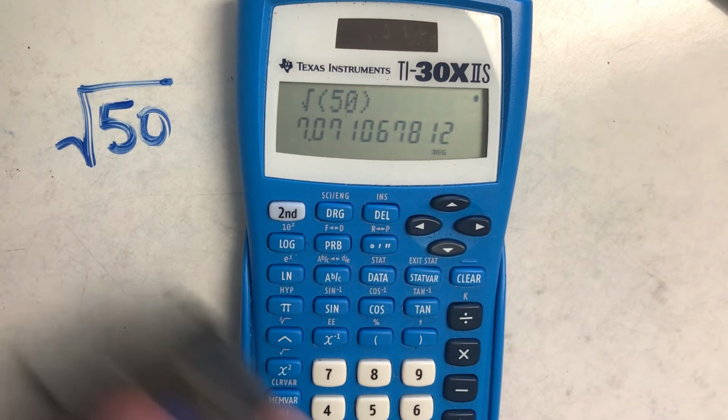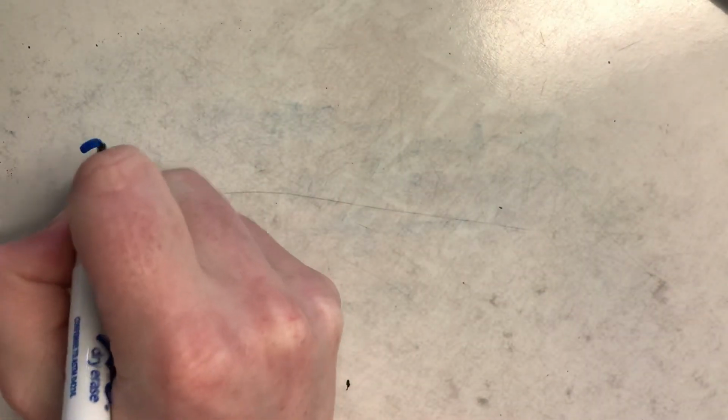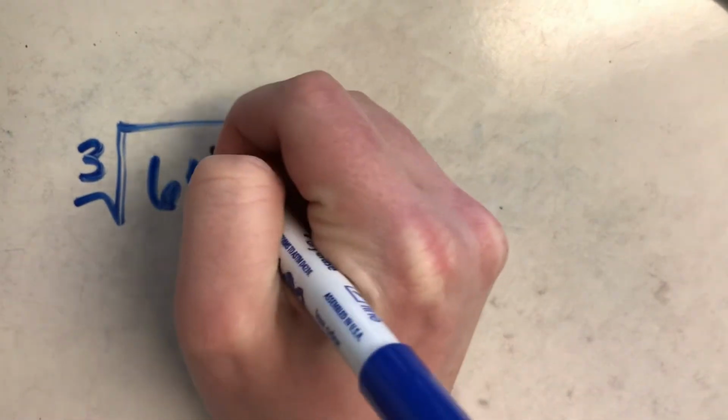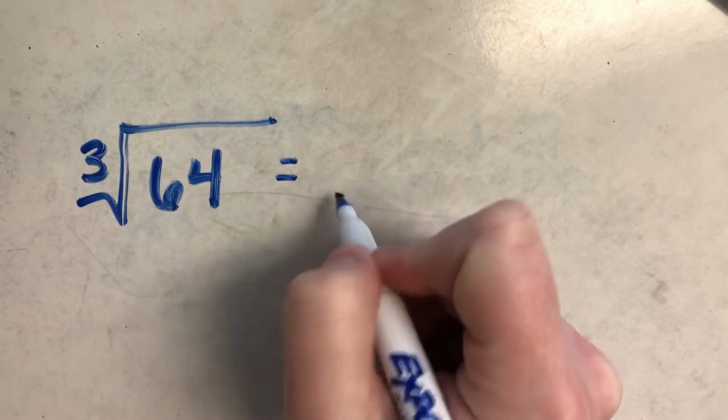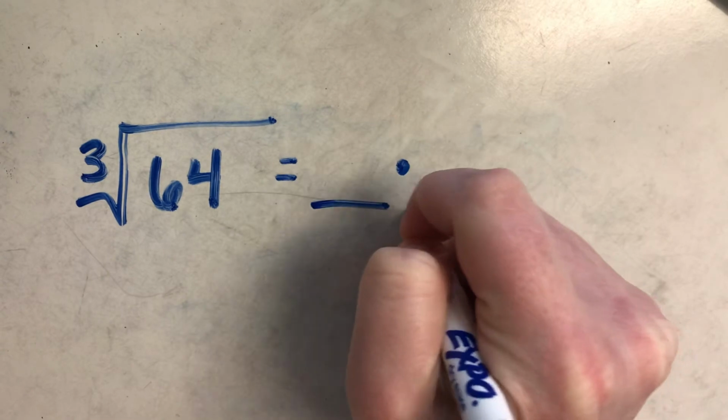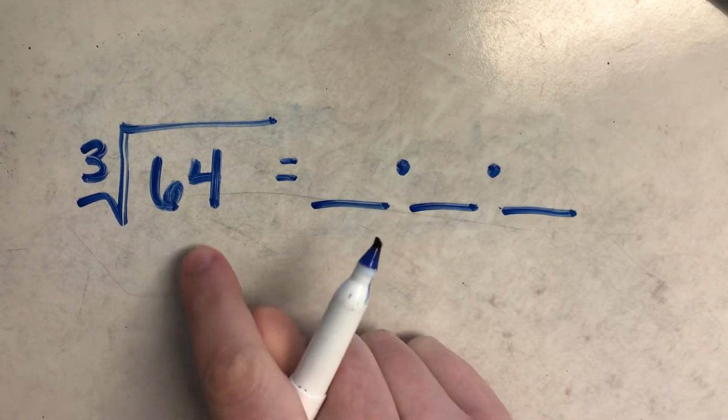The other one that you're going to see is cube roots. A cube root is really a square root with a little 3 right here. So a square root is something times itself 2 times. A cube root is going to be times itself 3 times. So if I give you the cube root of 64, this means I need a number times itself three times that should give me 64.